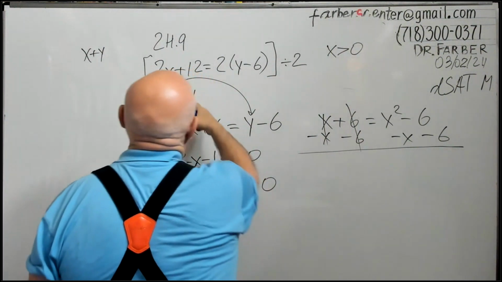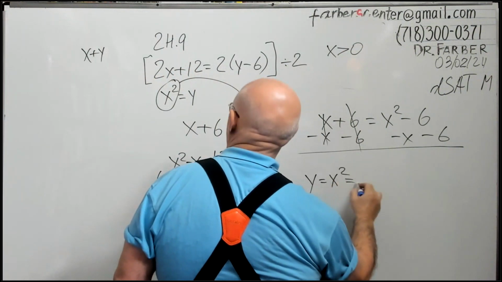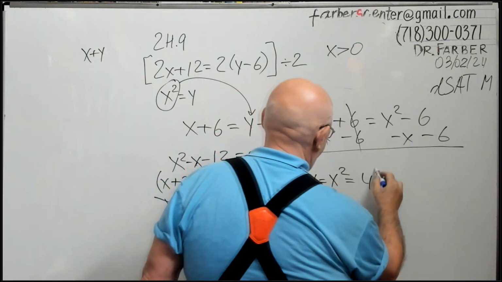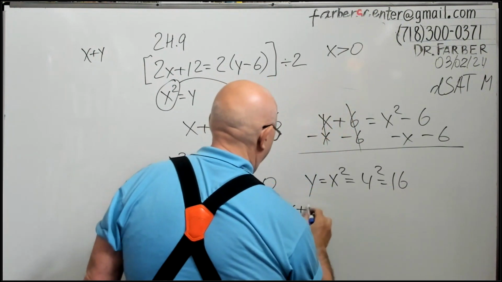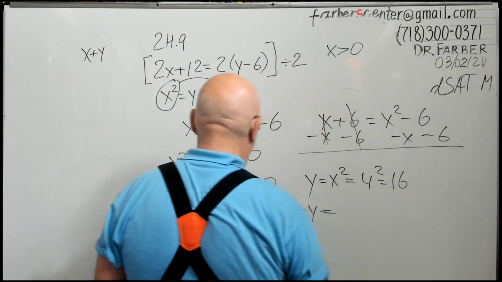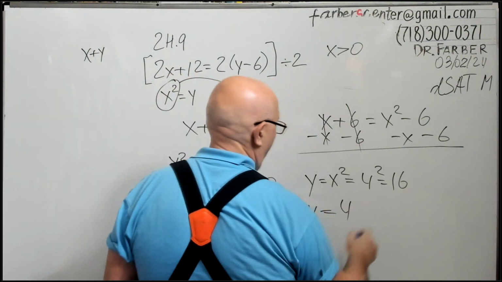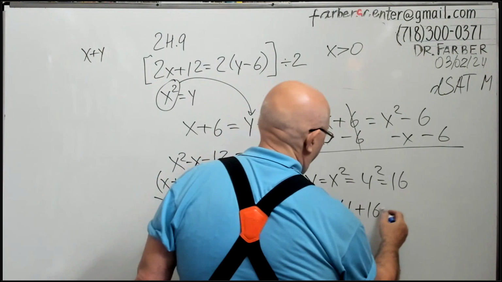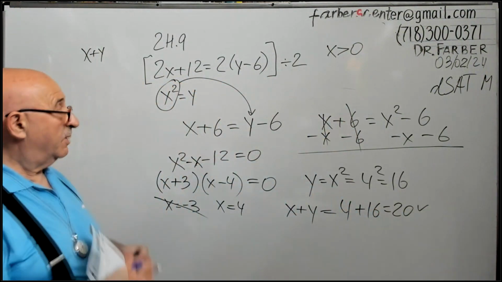Based on this, y equals x to the second, equals 4 to the second, which is 16. Now x plus y. Since x equals 4 and y equals 16, add them up, it's 20. Okay, one of these ways.